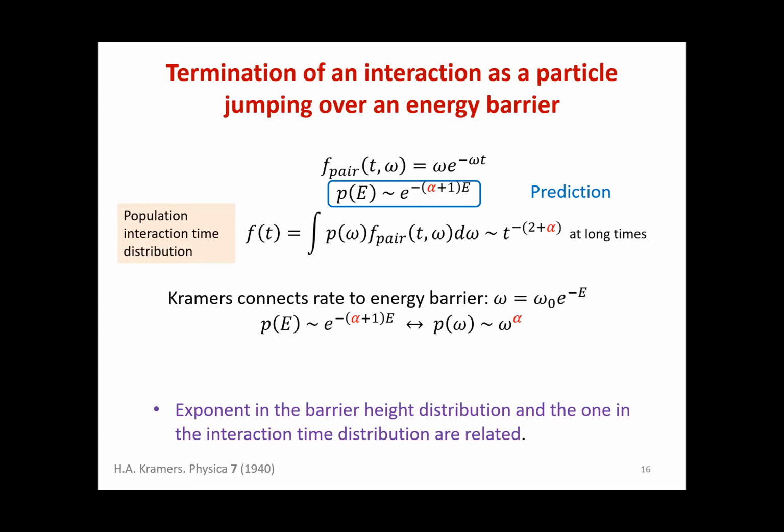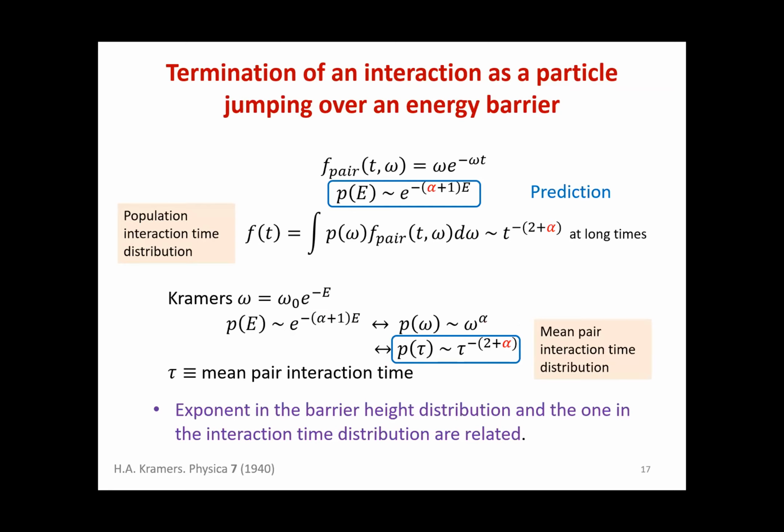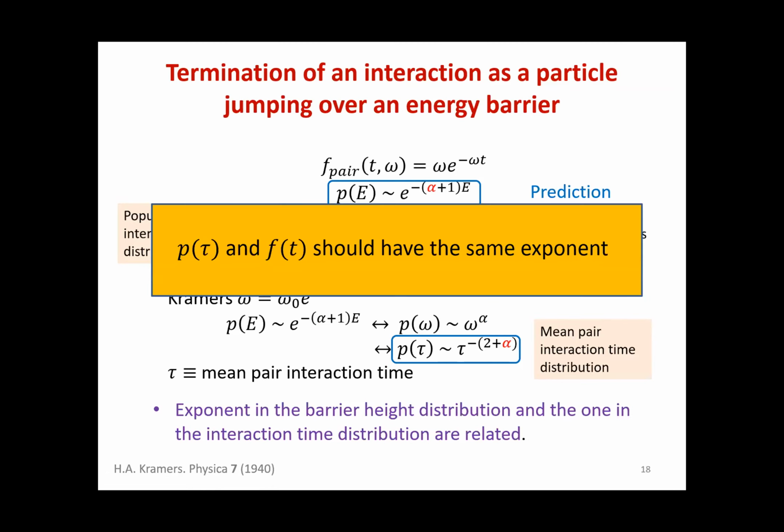This exponential barrier height distribution is what the theory predicts, but the energy barrier is not something we can measure directly. So by using Kramers' rate formula again, we can transform this P of E into P of tau, where tau is the mean pair interaction time. P of tau is actually a power law with the same exponent as F of t. So by comparing the scaling behavior of P of tau and F of t, we can verify this prediction and thus verify our theory.